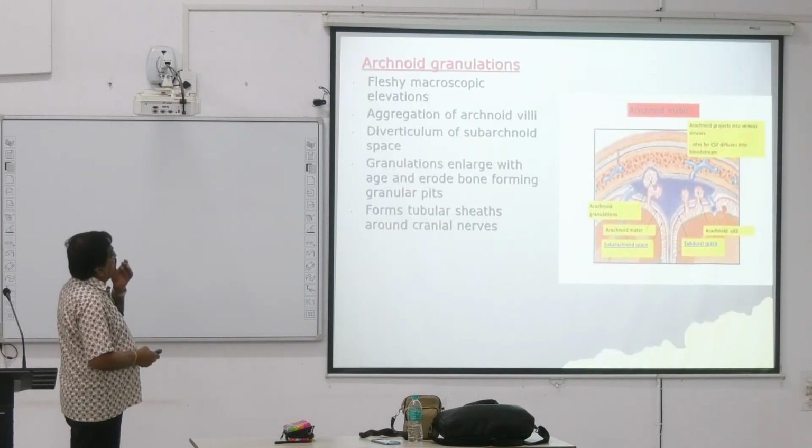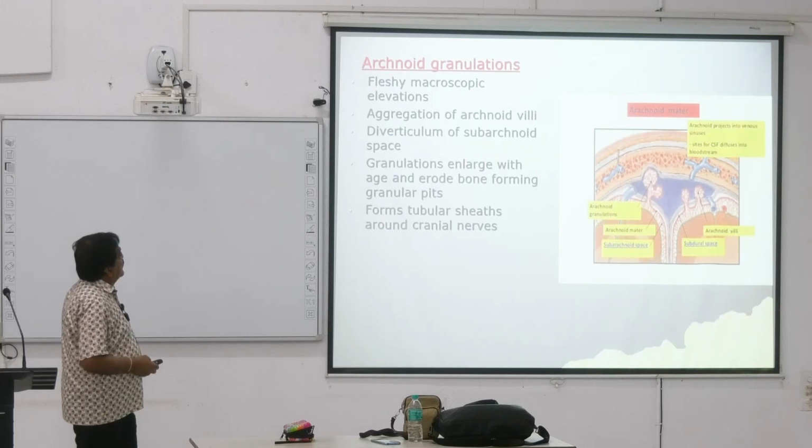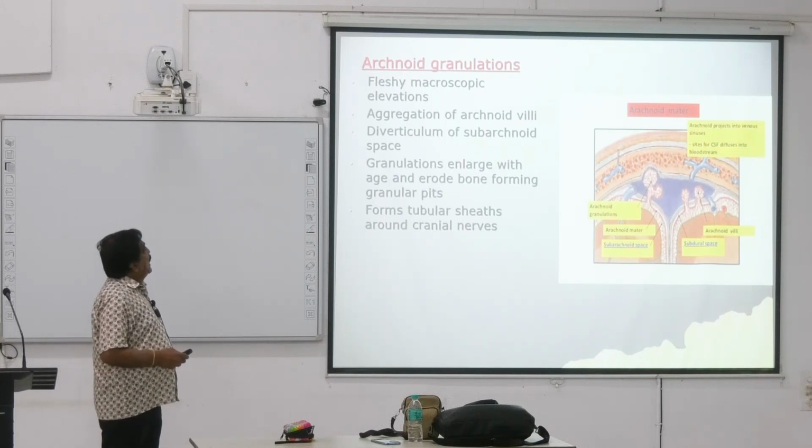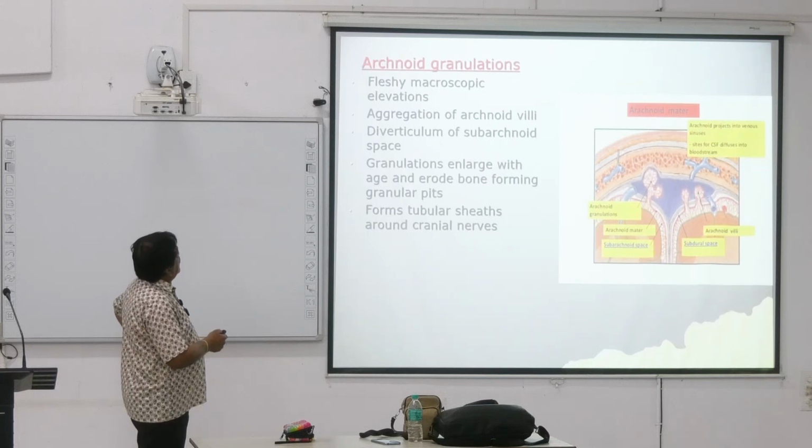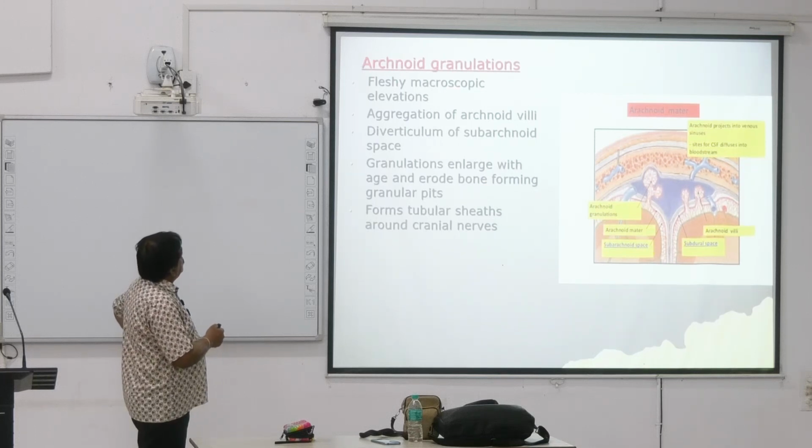Now, arachnoid granulation. This can be a short note and it's important. Arachnoid granulation: fleshy macroscopic elevation, aggregation of arachnoid villi, diverticulum of subarachnoid space. Granulations enlarge with age and erode bone forming granular pits, and form tubular sheaths around cranial nerves.